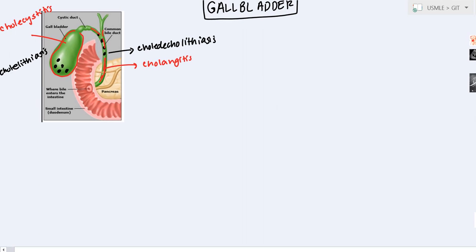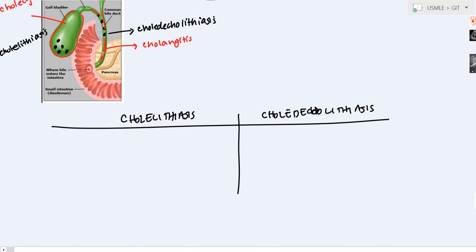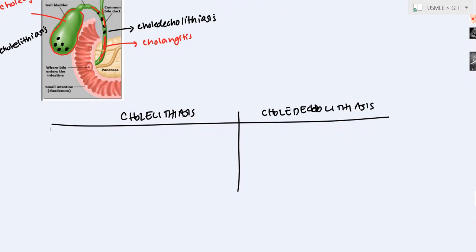So first, let's continue with cholelithiasis. So we have cholelithiasis, and its counterpart is going to be choledocholithiasis. Firstly, there are two types of stones that are the most common. The first one is the cholesterol stone, and the second is the pigmented stone.